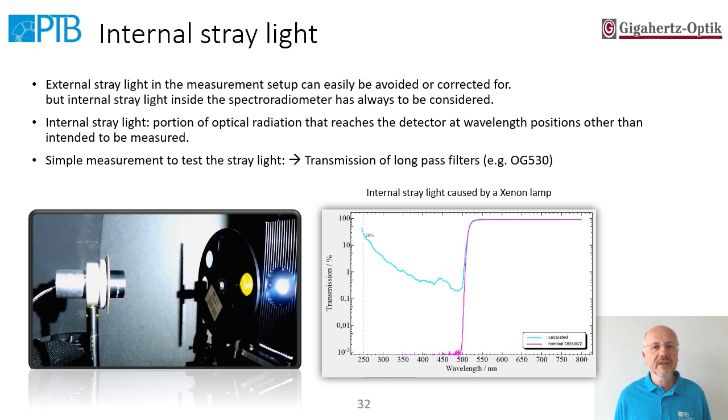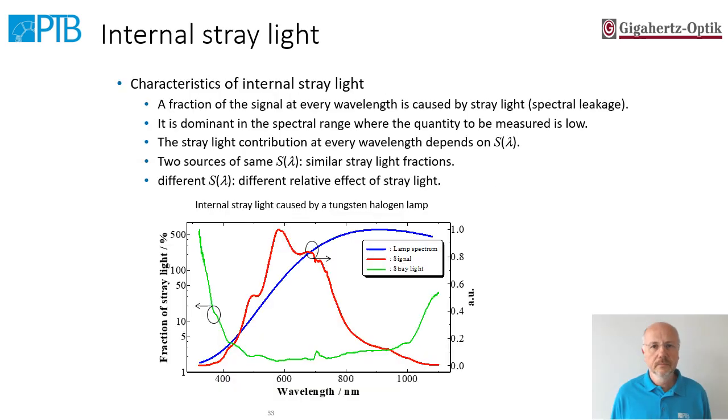If I compare this to the nominal transmission of this filter, you can see it in the light blue curve below, let's say at 450 nanometers. This is due to stray light inside the instruments. It is important to know that a fraction of the signal at every wavelength is caused by stray light. Of course, this stray light is dominant in the spectral range where the quantity to be measured is low.